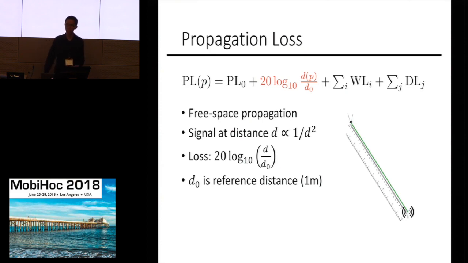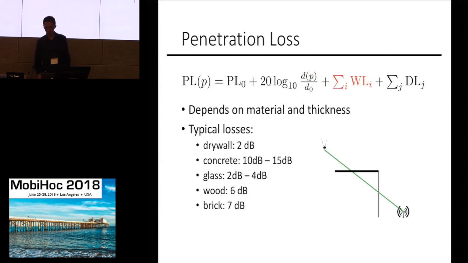We're going to assume that the signal loss scales inverse quadratically with the distance. And then there's a wall penetration loss. This part is caused when the signal goes through the walls. We're going to assume it only depends on the material and the thickness of the wall. For example, if it's a drywall, there's a 2 dB loss, and if it's a concrete wall, there's a 10 to 15 dB loss.